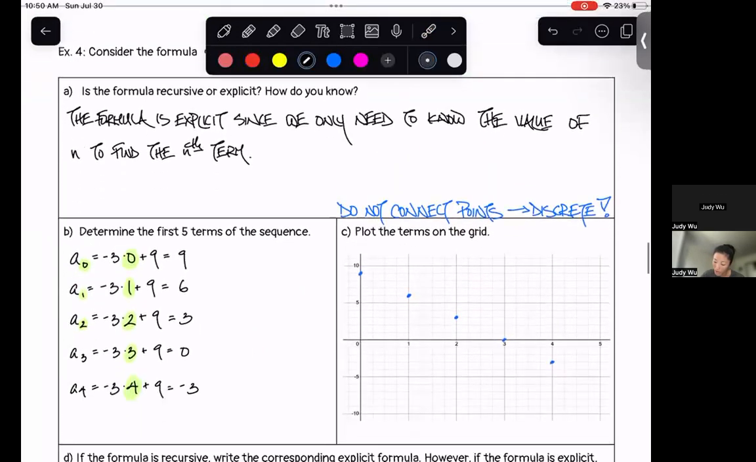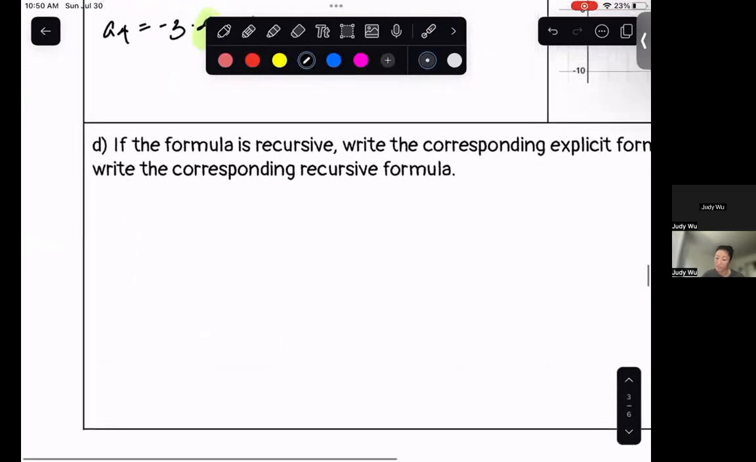Okay. So what I want us to do here is practice writing this recursive formula. We always have to give our audience a starting value. So you can't just say subtract 3 every time. You have to say a sub 0 equals 9. This is where you start counting from.